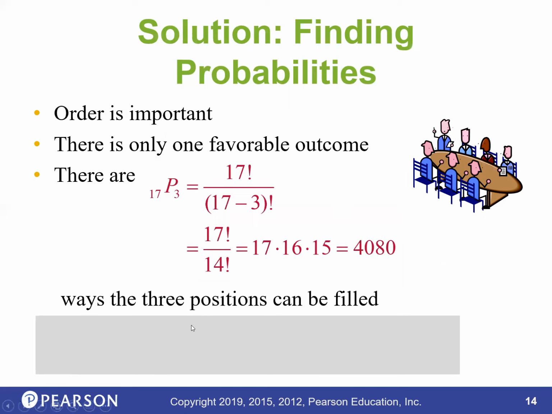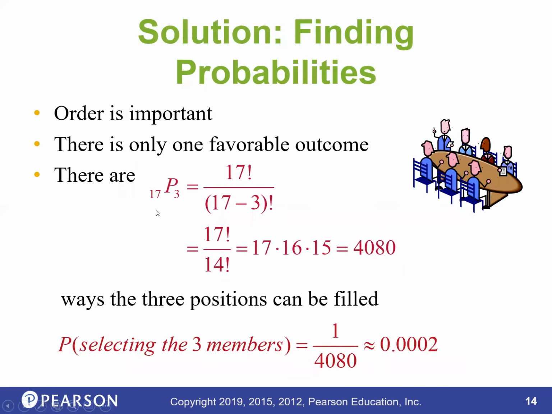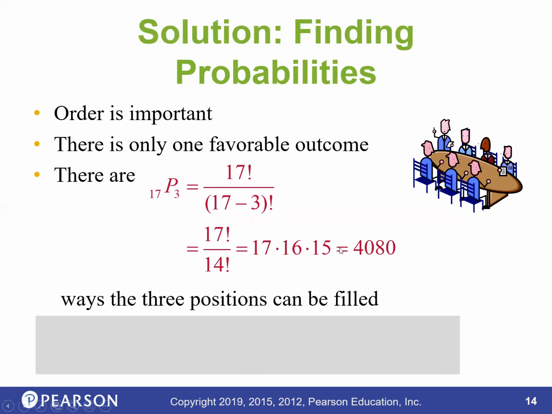So let's see if this makes sense. It's a permutation, hence 17 is going to be first, with 3 positions here. I'll wait for that one. If you guys can get to 4,080 real quickly.